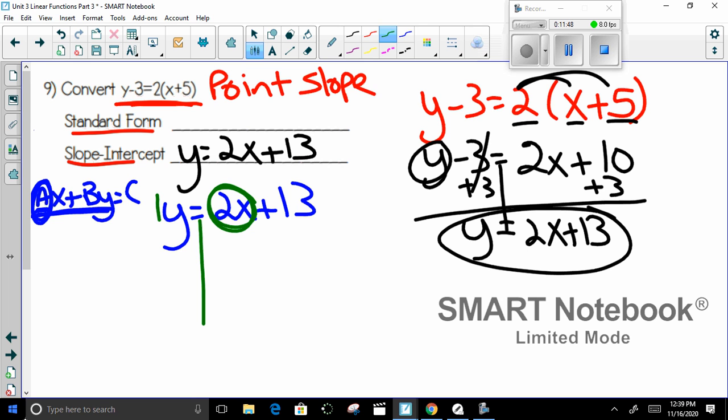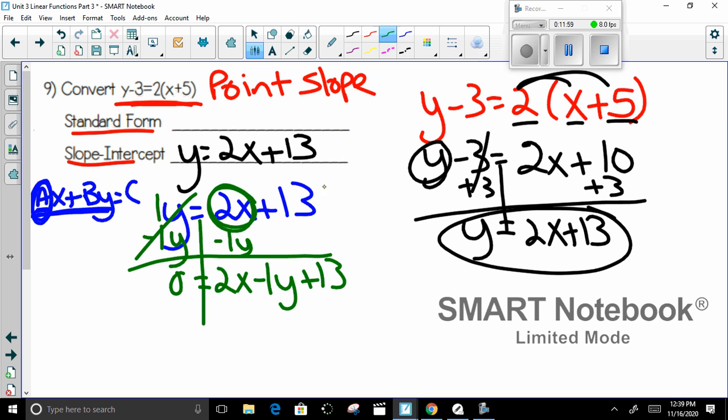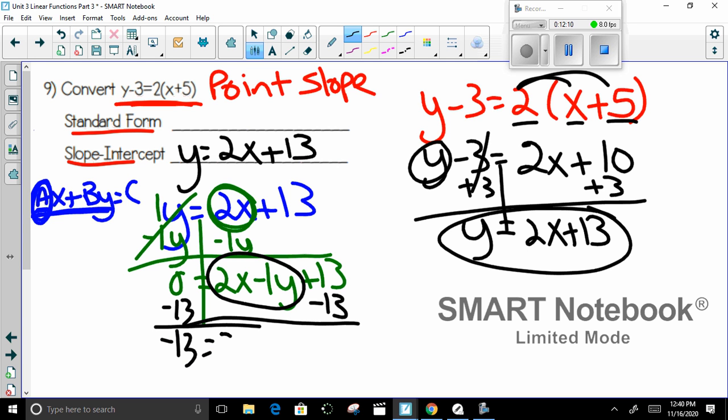Bring the 1y over to it. So subtract 1y. So 0 equals 2x minus 1y, and I'll leave the plus 13 on the end. Remember, standard form is just the x and the y. So get rid of the 13. So negative 13 equals 2x minus 1y. So I've successfully changed it to standard form. I can flip it around if I'd like to. It doesn't matter.